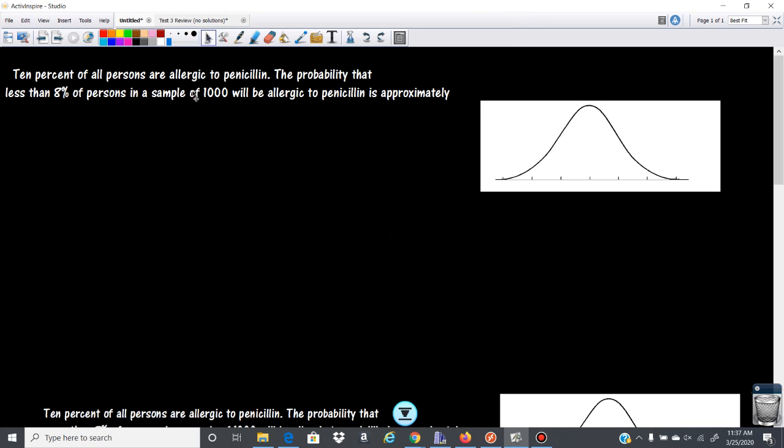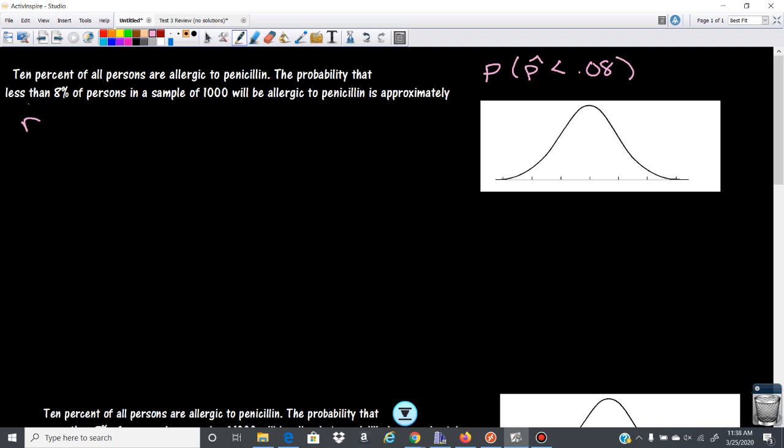Okay, two problems here. First part, 10% of all persons are allergic to penicillin. The probability that less than 8% of persons in a sample of 1,000 will be allergic to penicillin is approximately what? So let's go on here. We're looking for the probability that our proportion is less than 8%. So 0.08 is our decimal.